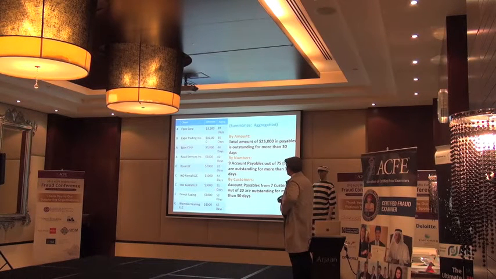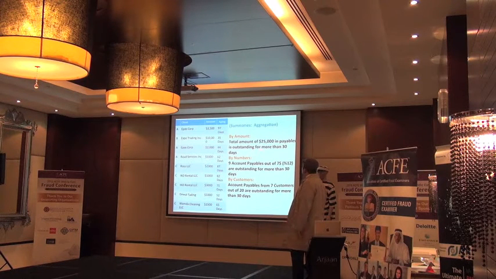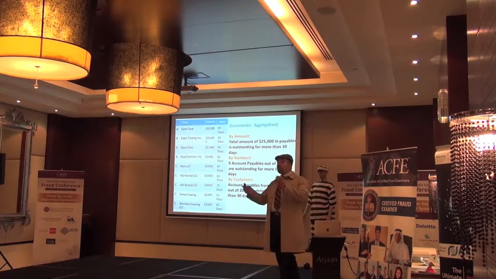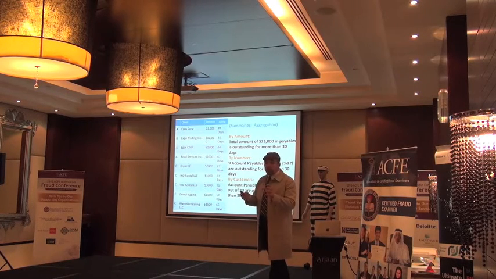Summarizing the information. Look, a total amount of 25,000 in payables are outstanding for more than 30 days, or 9 out of 75 invoices are outstanding, or 7 customers out of 20 are outstanding. Now, based on whatever the organization is focusing on, you are telling them what's going on.